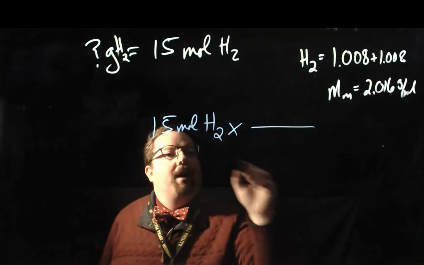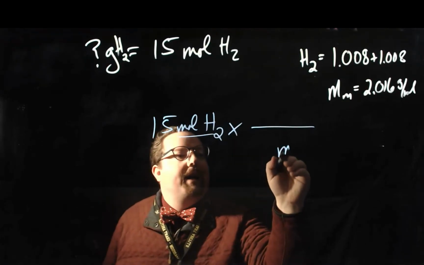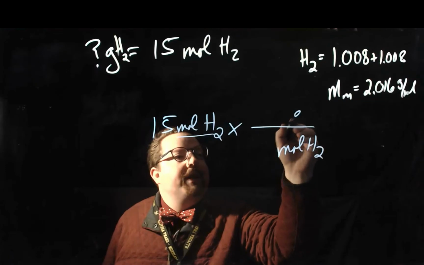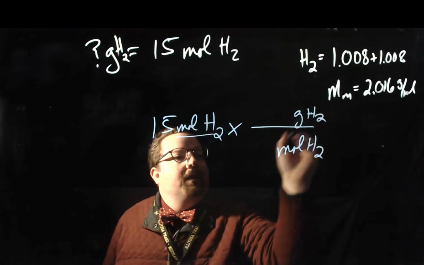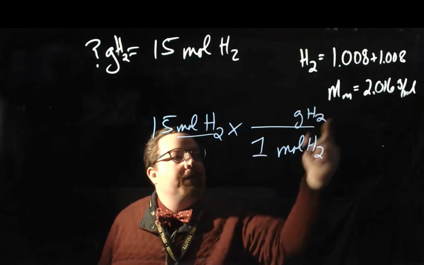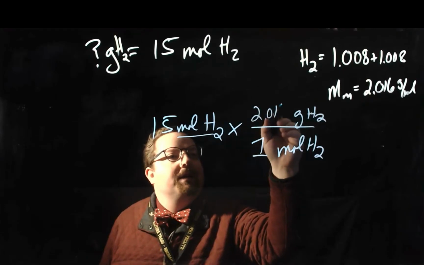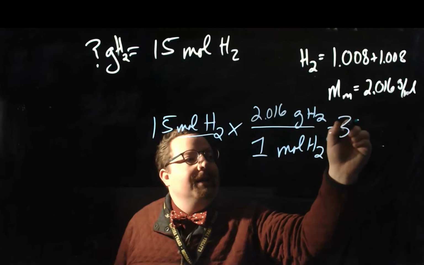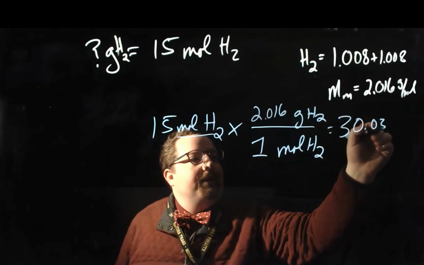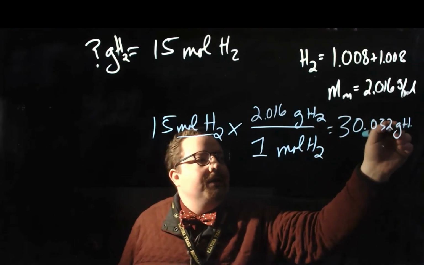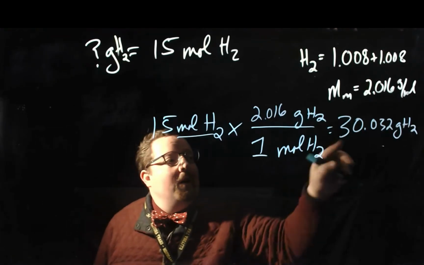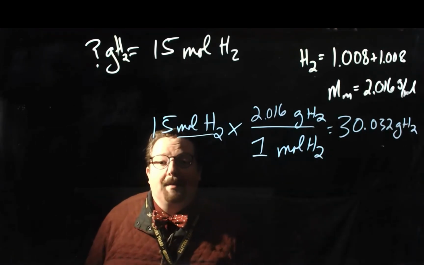multiply that, I want moles of H2 on bottom, which means I'm going to have grams of H2 on top. For every 1 mole of H2, we have 2.016 grams. When we multiply that, we get about 30.032 grams of H2. In other words, in 15 moles of H2, we have 30.032 grams.